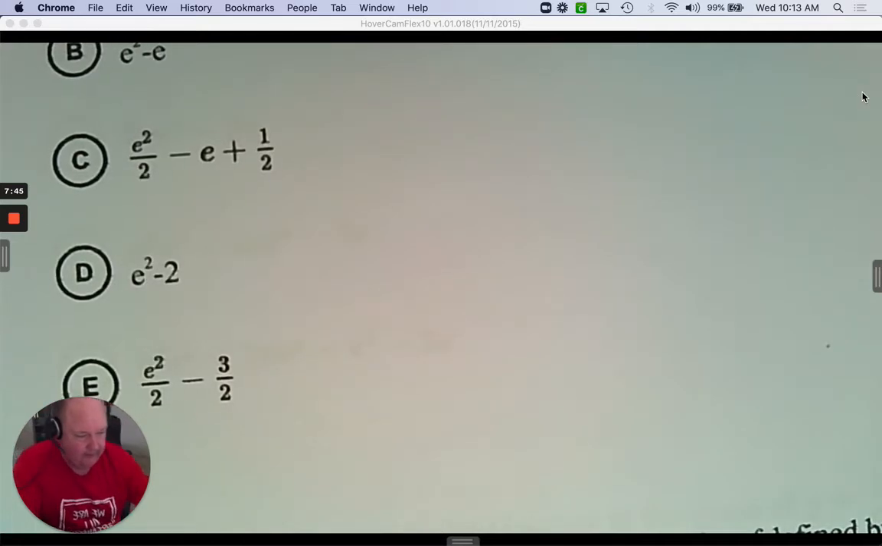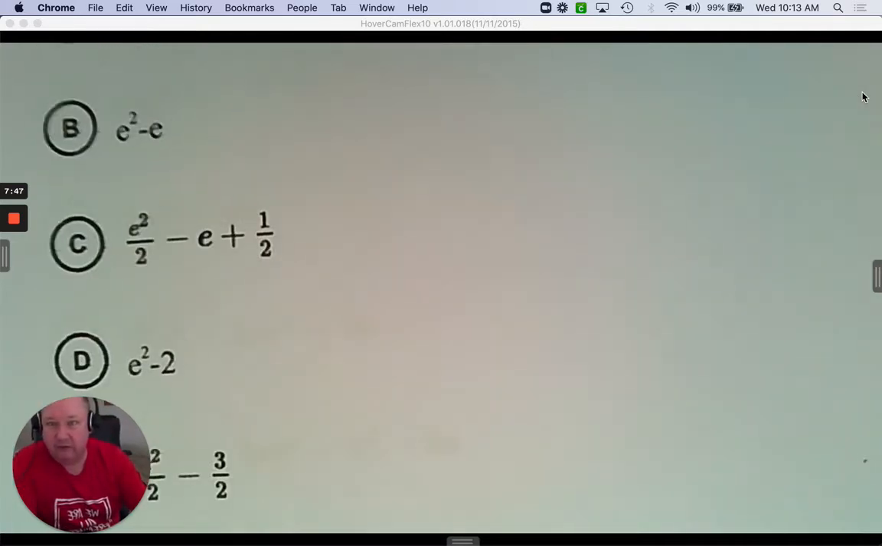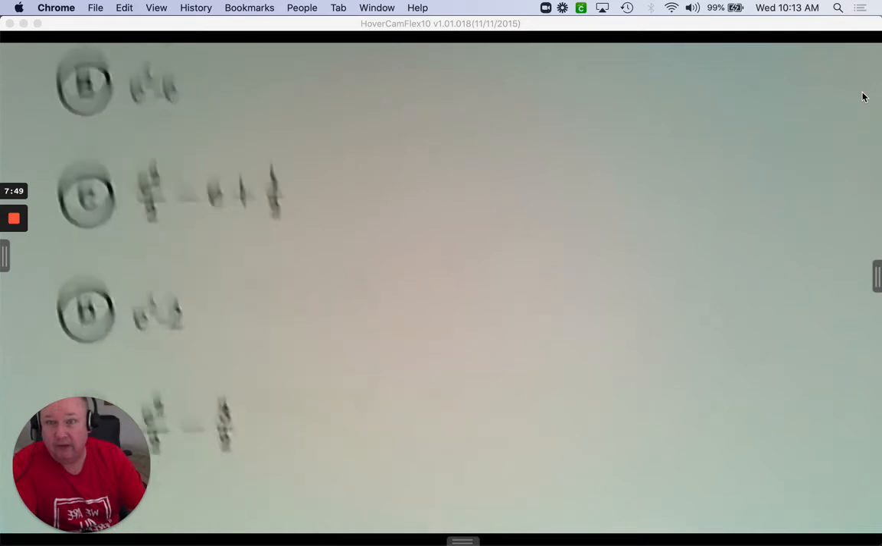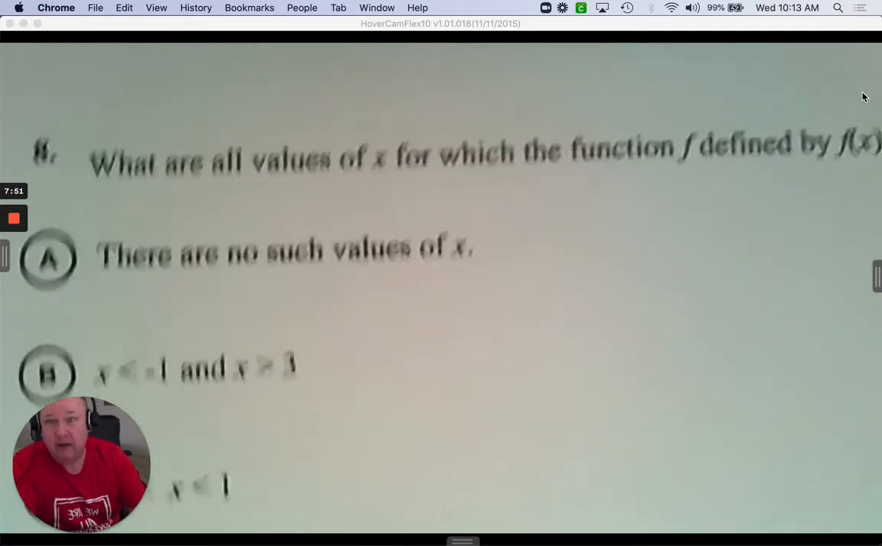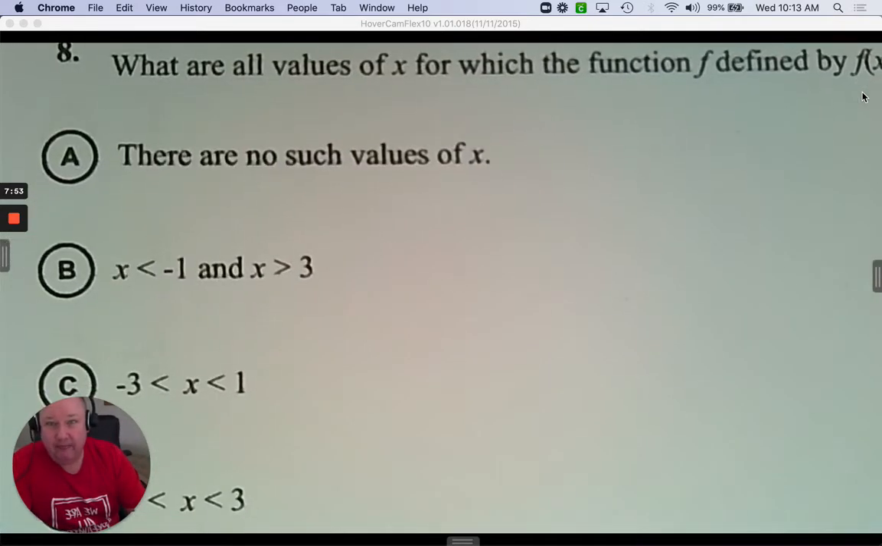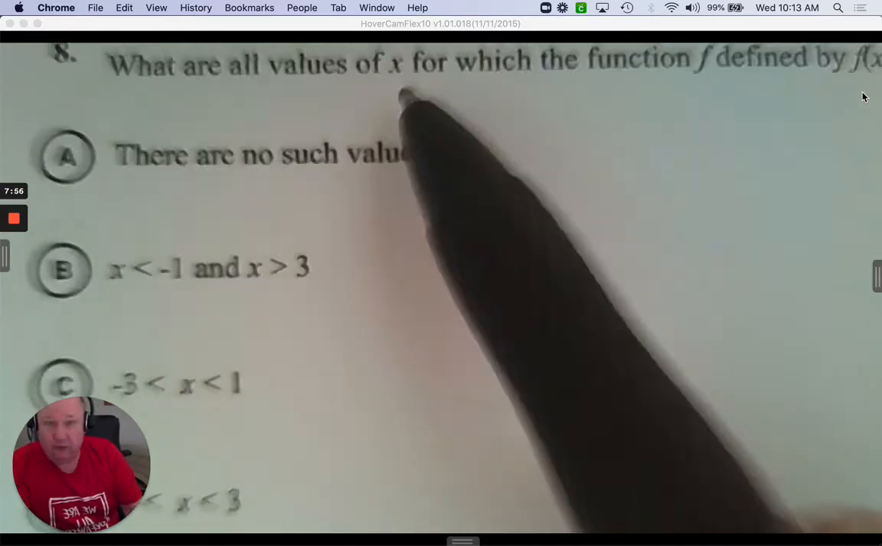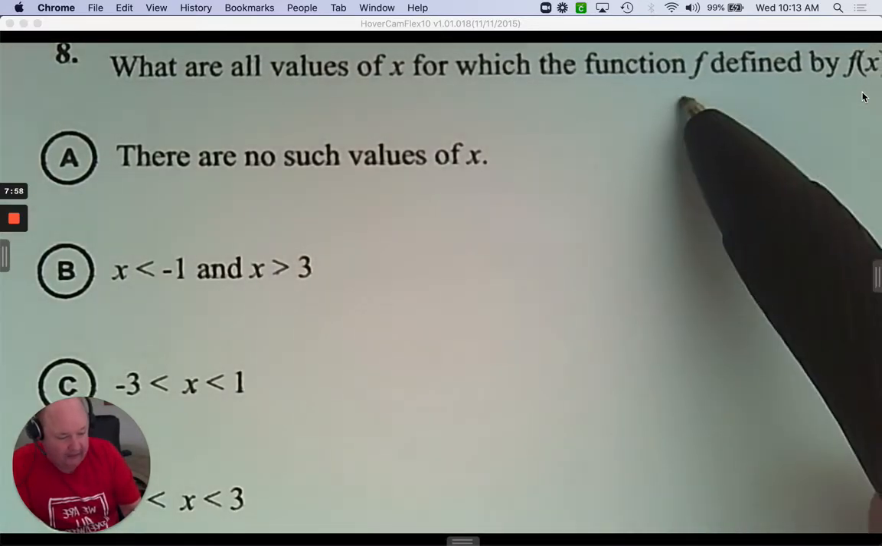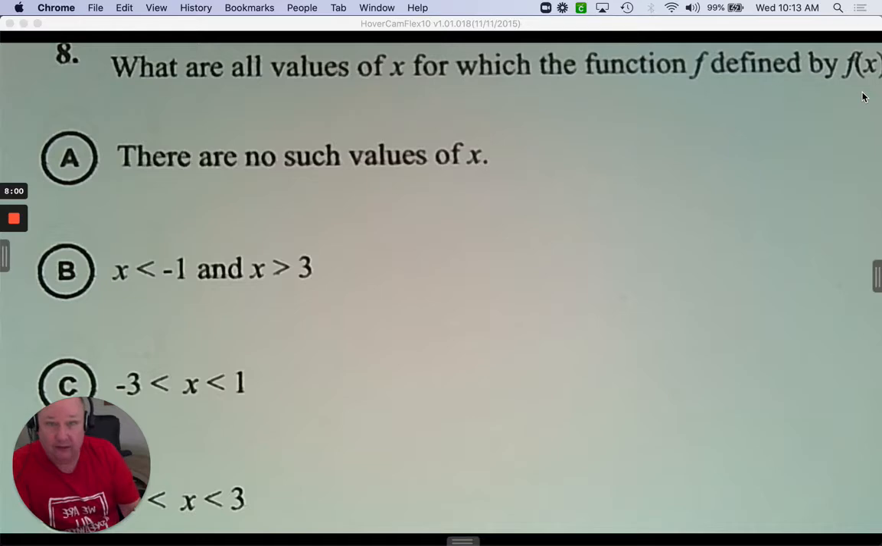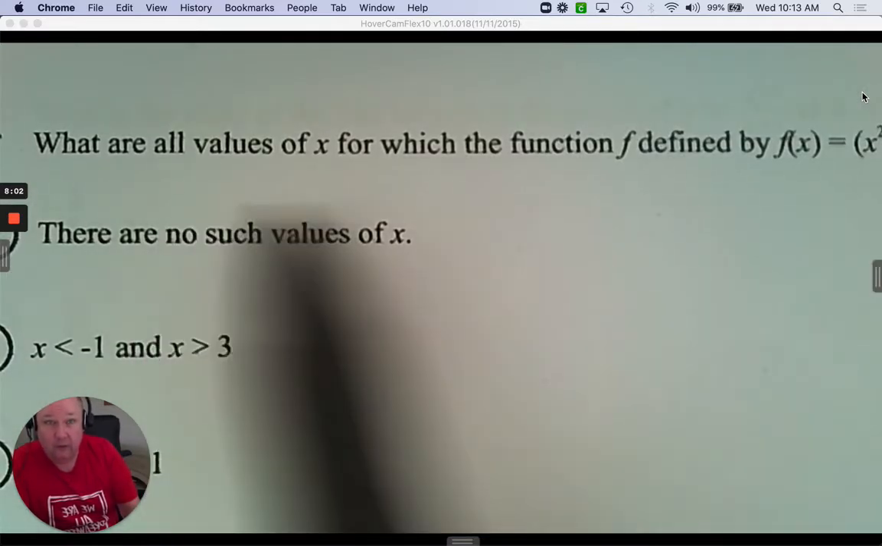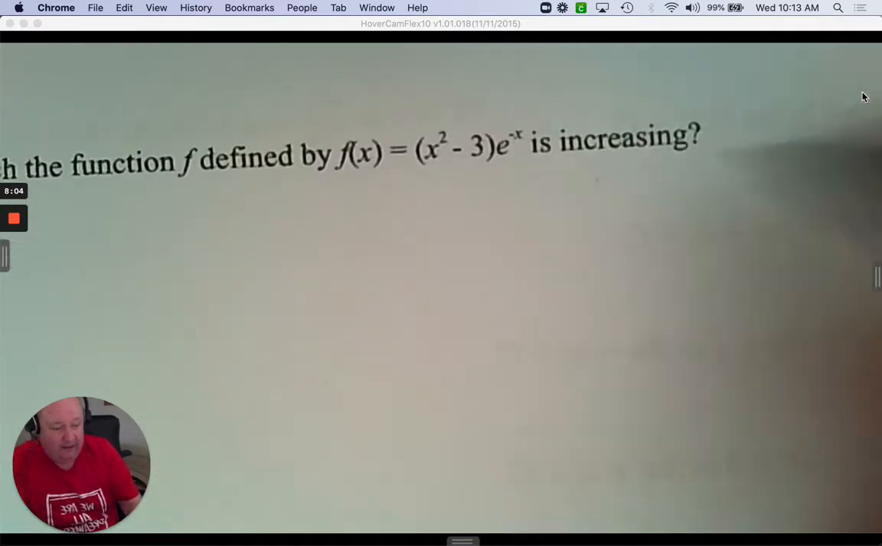Number 8. And then you can look to see which answers match. One of those answers will match. What are all the values of x for which the function f defined by that is increasing? So in other words, where is this function increasing?